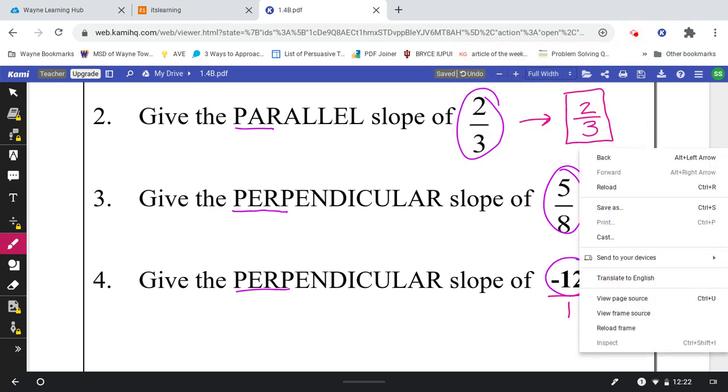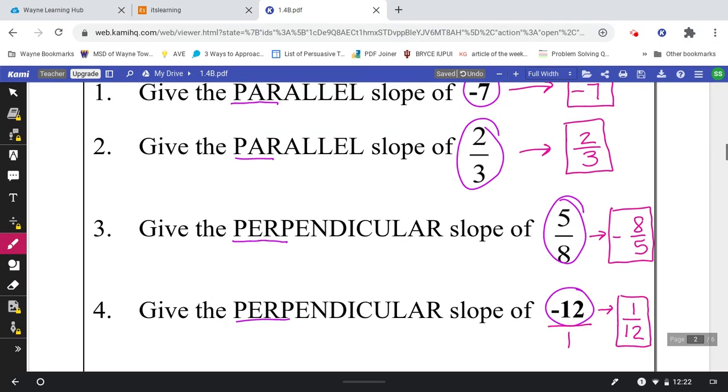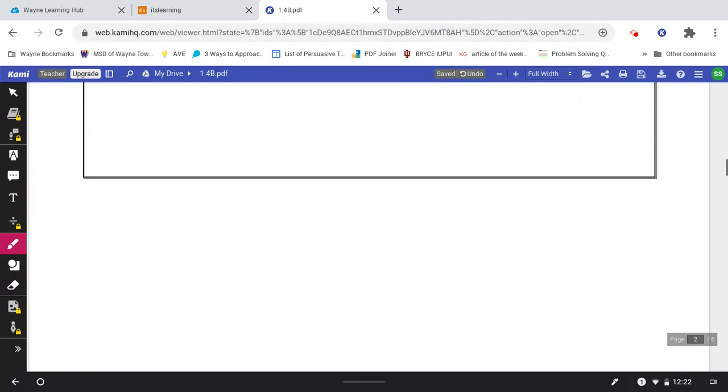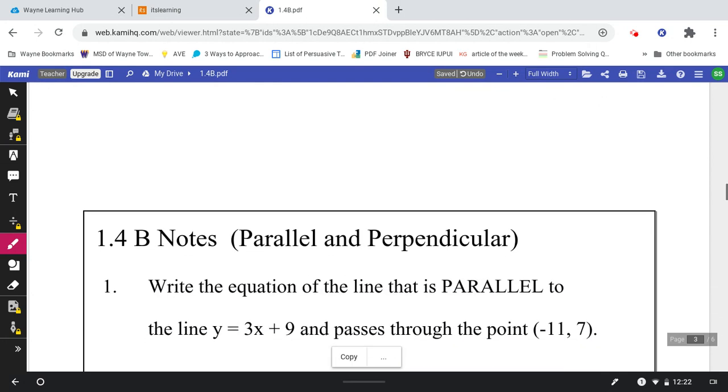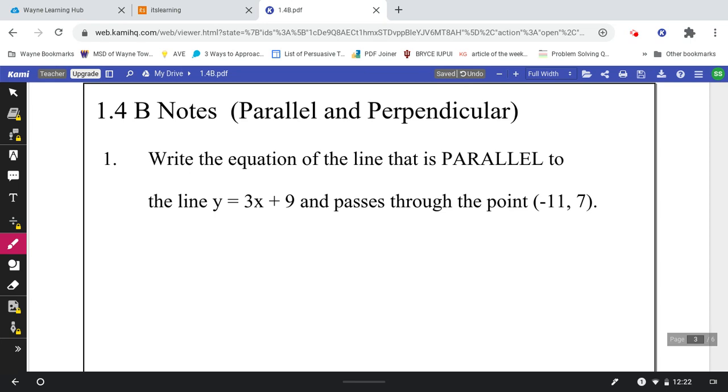Okay. So now we're actually going to be working with some fractions with our parallel and perpendicular. And we're going to kind of link it back to what we were working on earlier this week. So parallel and perpendicular. Again, if you're writing this in your notebook, write the word equation down. Write PAR for parallel. We're definitely going to need the equation. And we're going to need this point. So those are 4 great things to write down.